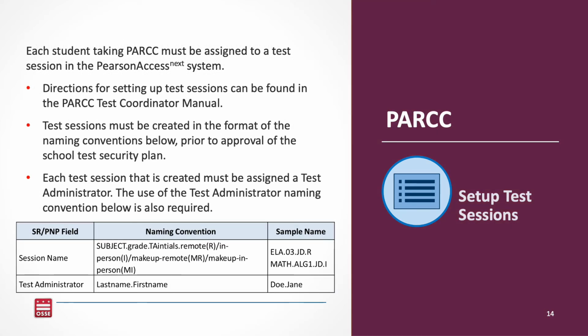Each student taking PARCC must be assigned to a test session in the PARCC Access Next, or PAN, system. Directions for setting up test sessions can be found in the PARCC Test Coordinator's Manual. Test sessions must be created in the format of the naming convention detailed below prior to the approval of the school test security plan. Each test session that is created must be assigned a test administrator. The use of a test administrator naming convention below is also required.